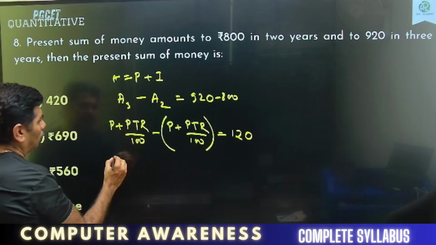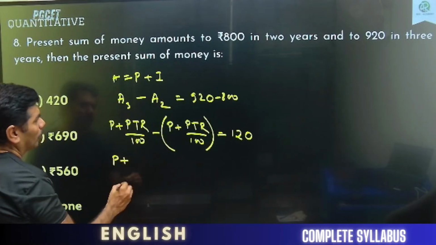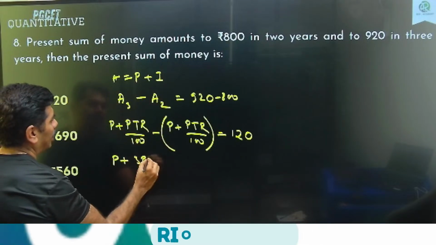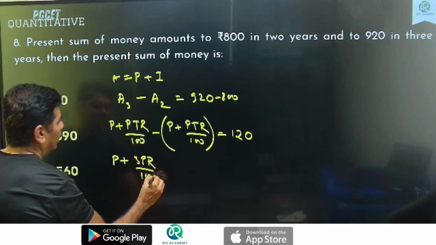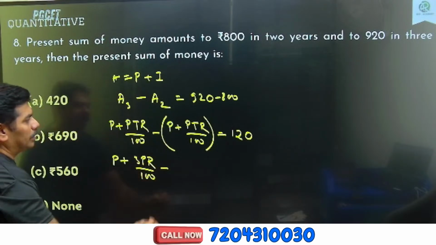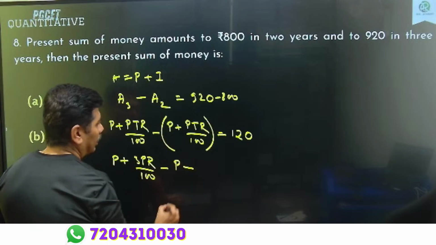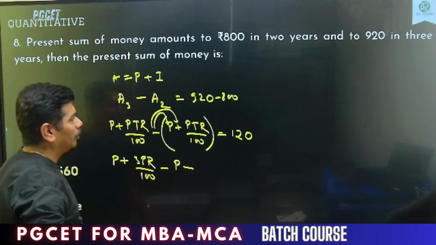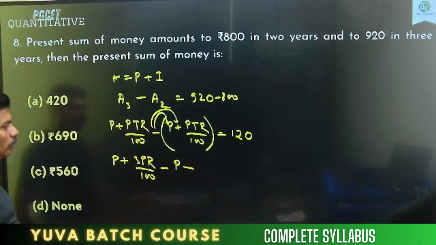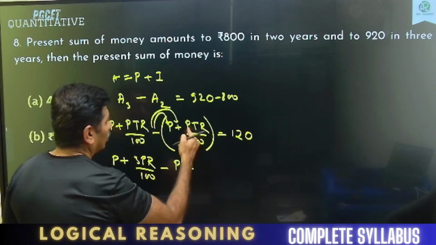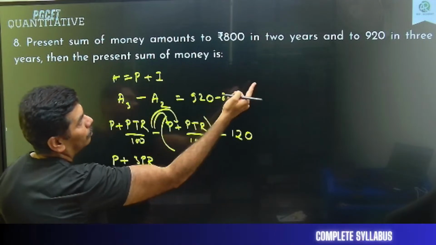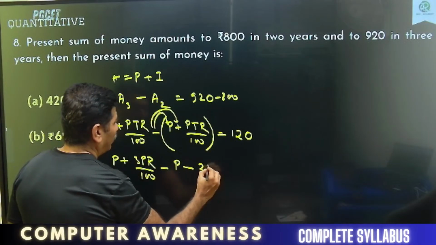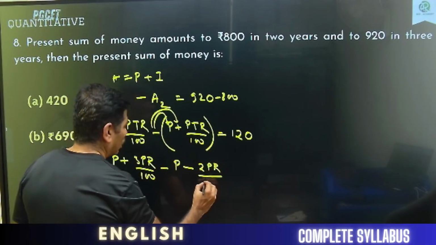All right. Now let's put the values. P we don't know, T we know at the end of 3 years. So this is 3 PR by 100 minus P minus, remember this minus should multiply both. So this is minus, now we don't know the value of P, but we know the time, that is 2 years, right? So 2 PR by 100.